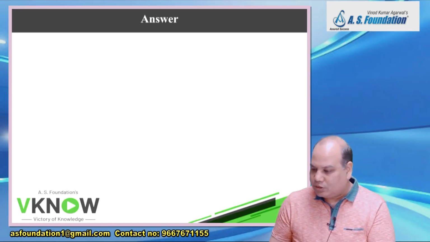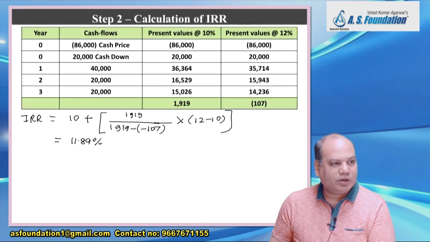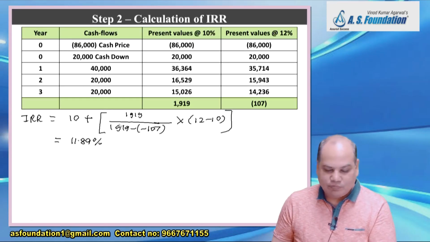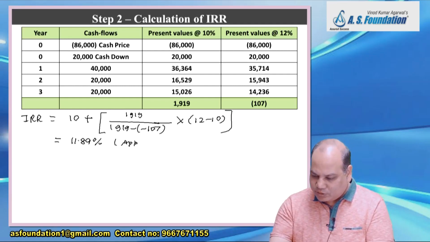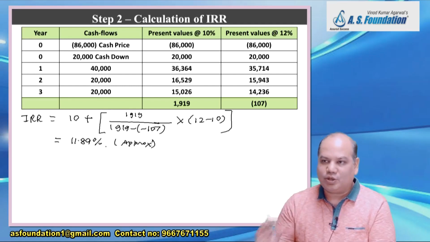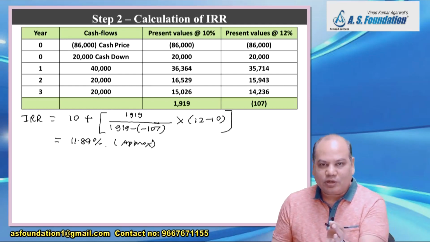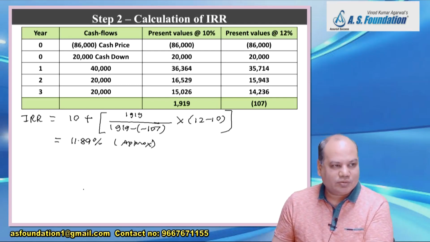Is it 11.89%? Everybody tick mark 11.89%. And you can always write here approximately, because it is not 100% accurate answer. It will be even little 0.01 here or there.